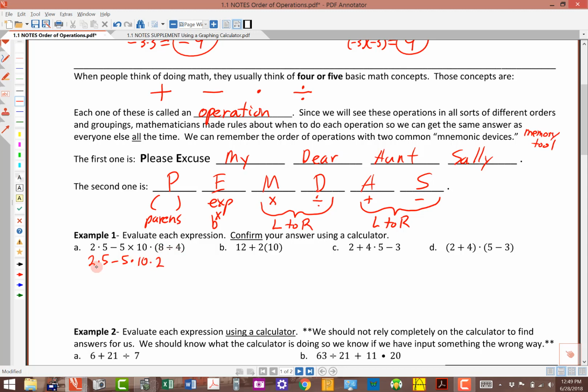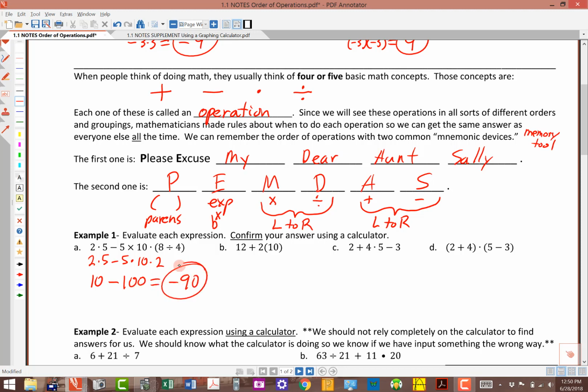So we've got some multiplication here, and then we've got some subtraction. Well, we've got the parentheses done. There aren't any exponents in here, but we do have some multiplication. So let's take care of all the multiplication first. So this is going to be a 10, and then this is going to be minus 5 times 10 is 50, and 50 times 2 is 100. So we have 10 minus 100, so we end up with negative 90.